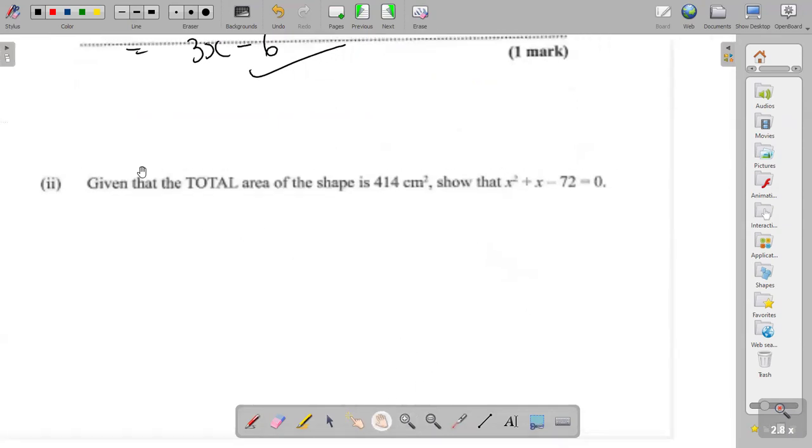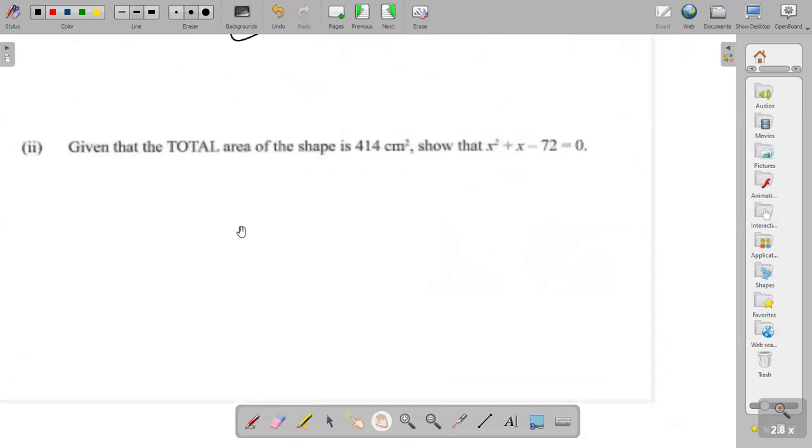It says now, given the total area, oh my God. Oof, let's go. This is a lot of work. This one here: given the total area of the shape is this, show that this is equal to 0.